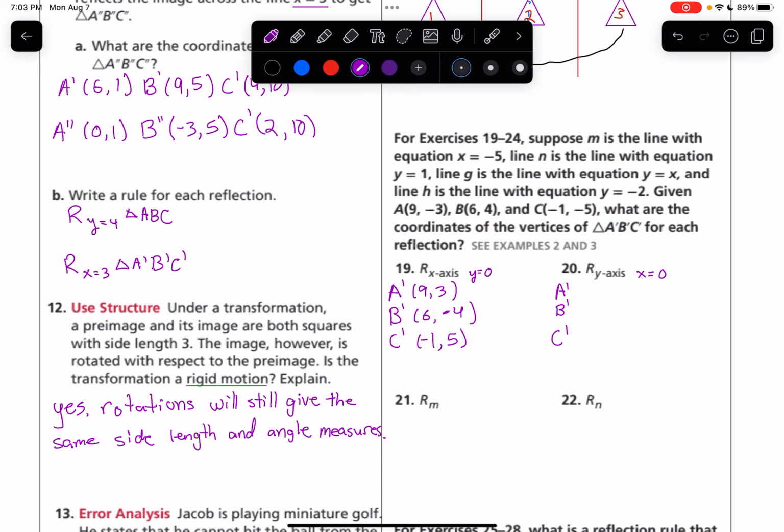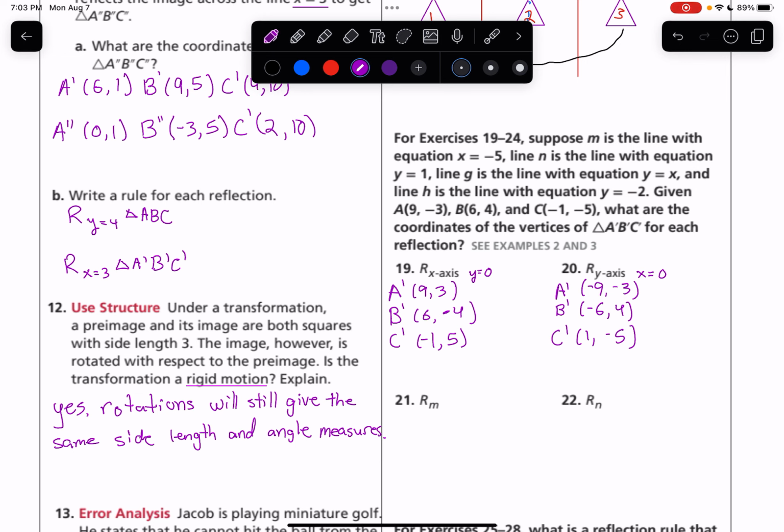And so when we say, all right, I have my original point at 9, -3, my new point is going to be the x-coordinate switched. It's going to be -9, and the y-coordinate is still going to be -3. It'll be -9, -3. Same thing with B and C. B will be -6, 4. C will be +1, -5.